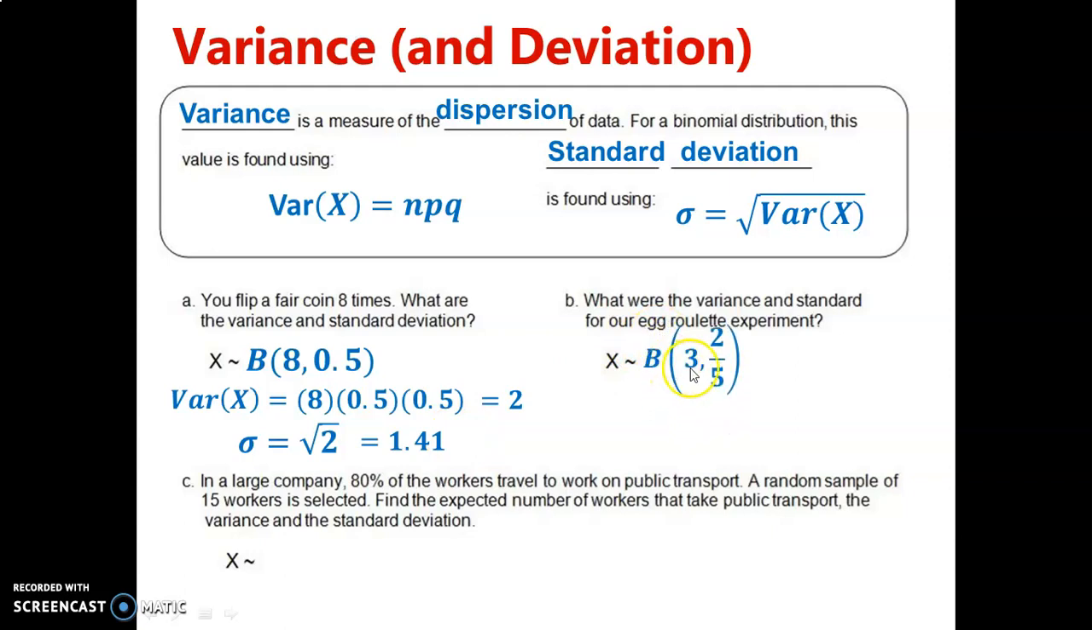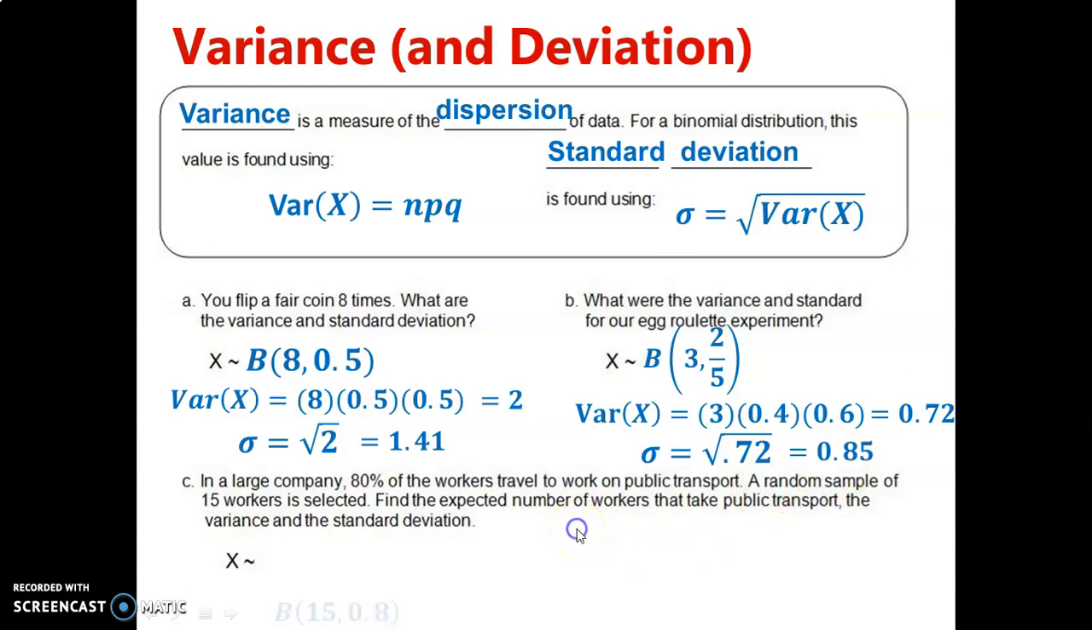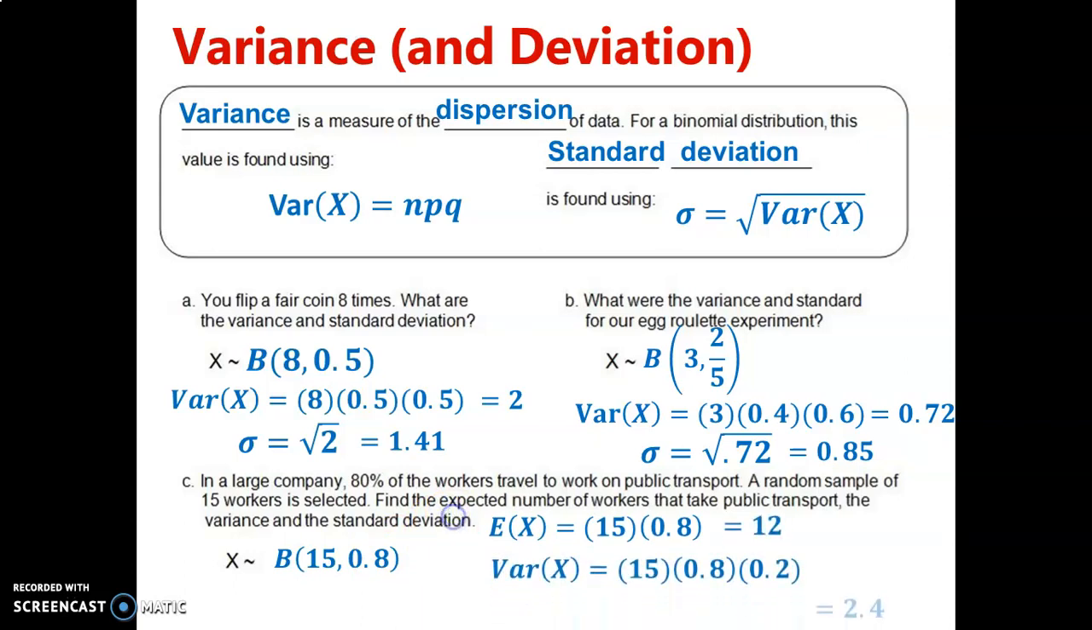In B, here's our binomial distribution, and our variance is this, which works out to this value, and standard deviation is that, which works out to this value. And the last one, okay, we have these workers going to work by public transport. Here's our binomial distribution, 15 trials, because we talked about 15 workers, and 80% of them go by public transport. Expected value is this, which is 12. Variance is 2.4, and standard deviation is the square root of that, which is 1.55.